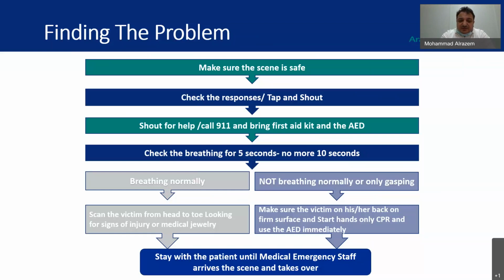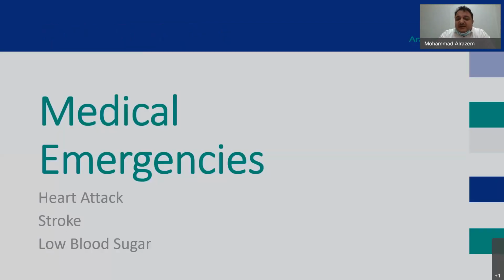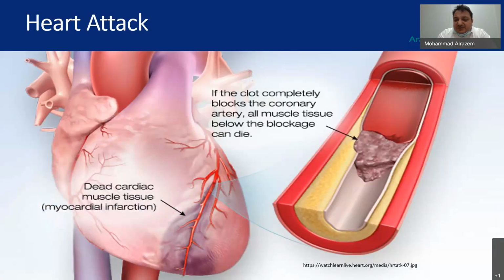Now let's go to the other topic, medical emergency. In the medical emergency, we'll talk about heart attack, stroke, and low blood sugar. As a first aid rescuer, what do you need to do in these kinds of situations? Heart attack, what happened? There is a clot.